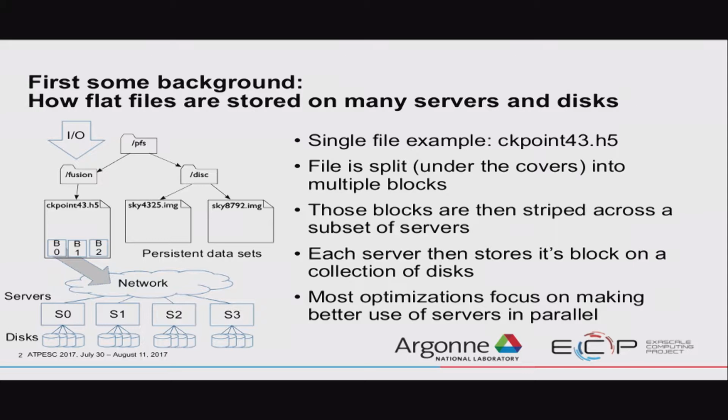So we call this striping. This is dividing up the file into chunks or blocks, divvying those blocks up across all the servers that are available. And then each server has a collection of disks that it will further subdivide the file onto so that, in the perfect world, you have a big file, it hits all the servers, it hits all the disks, you just get lots and lots of performance. So the optimizations are all about making good use of this striping and how we get these parallel paths to your hard drives.